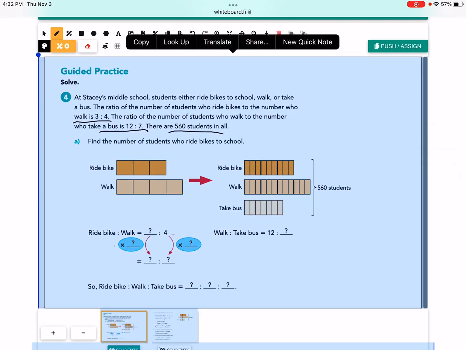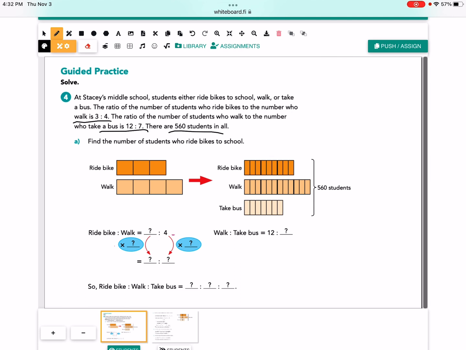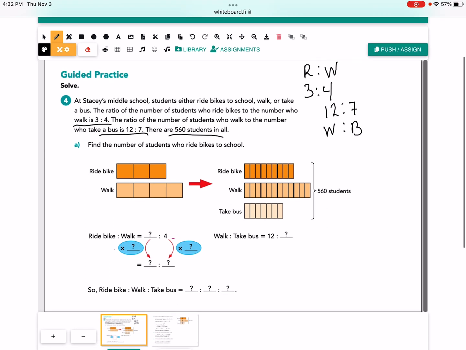Here we have the students who ride bikes to the number who walk, and that ratio is 3 to 4. And then we have the students who walk to the ones who take the bus, and that ratio is 12 to 7. Now, I want you to take a look at this center set of values here, the students who walk.